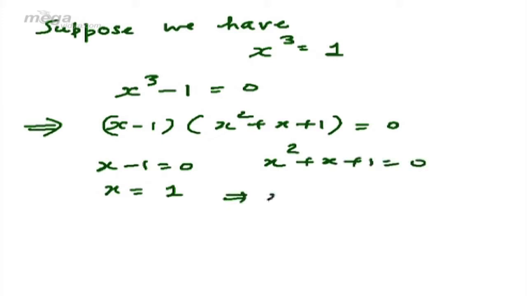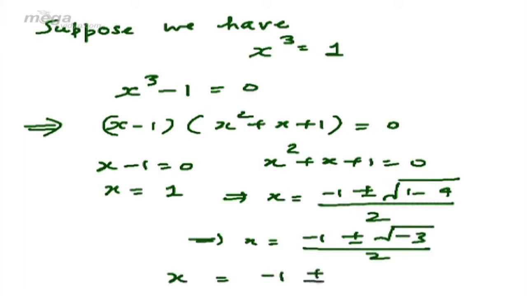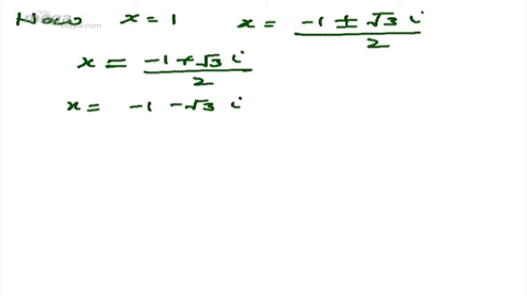This can be written as x is equal to (minus 1 plus minus root of 1 minus 4) by 2. So x can be written as (minus 1 plus minus root of minus 3) by 2, that is x is equal to (minus 1 plus minus root 3 i) by 2. Now x is equal to 1 and x is equal to (minus 1 plus minus root 3 i) by 2. So x is equal to (minus 1 plus root 3 i) by 2 and x is equal to (minus 1 minus root 3 i) by 2.